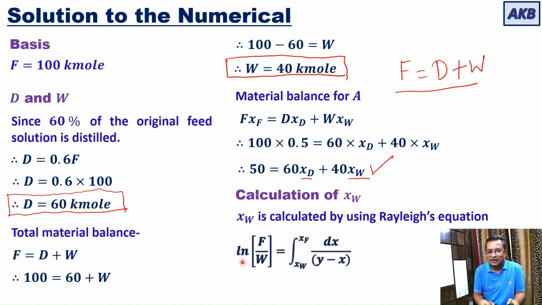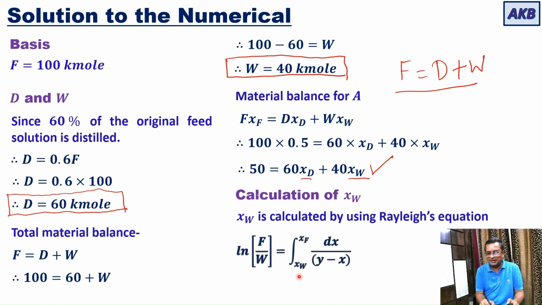Rayleigh's equation is ln of F by W is equal to the integration from XW to XF of dx upon y minus x. So F and W are known to us. XF is known. You have the equilibrium data, and now you have to fit the curve. We have to calculate the integral. If you look at the left hand side, you have ln of F by W. F and W are known. That means the left hand side is known, so you know the value of the integral. Now you have to get its lower limit, XW.